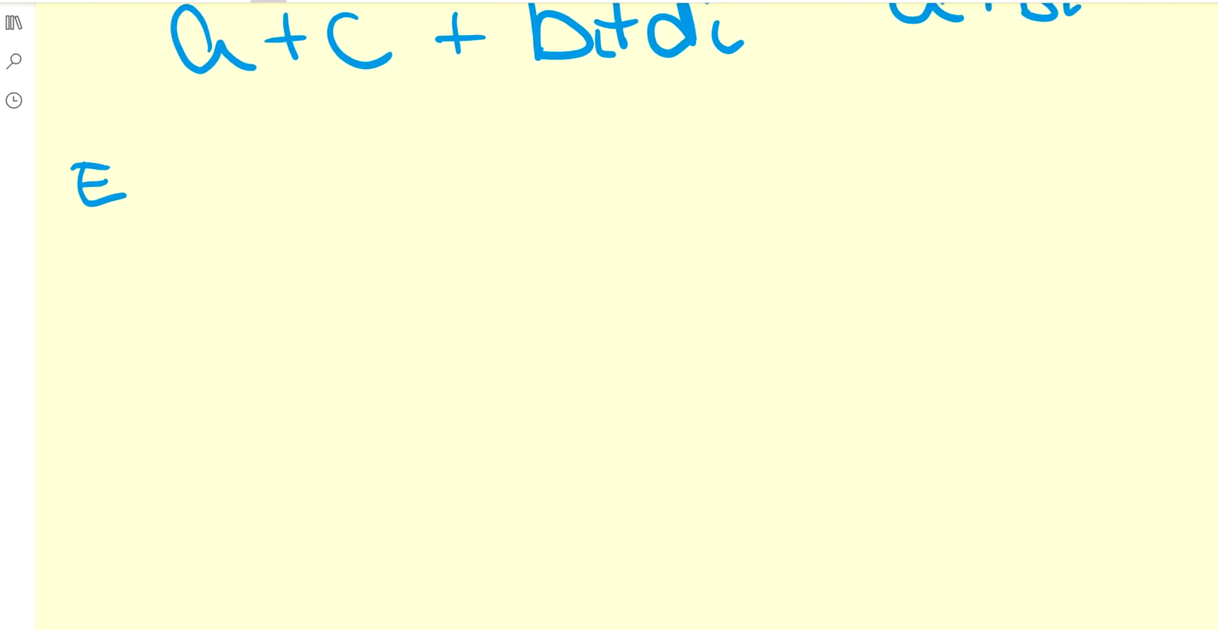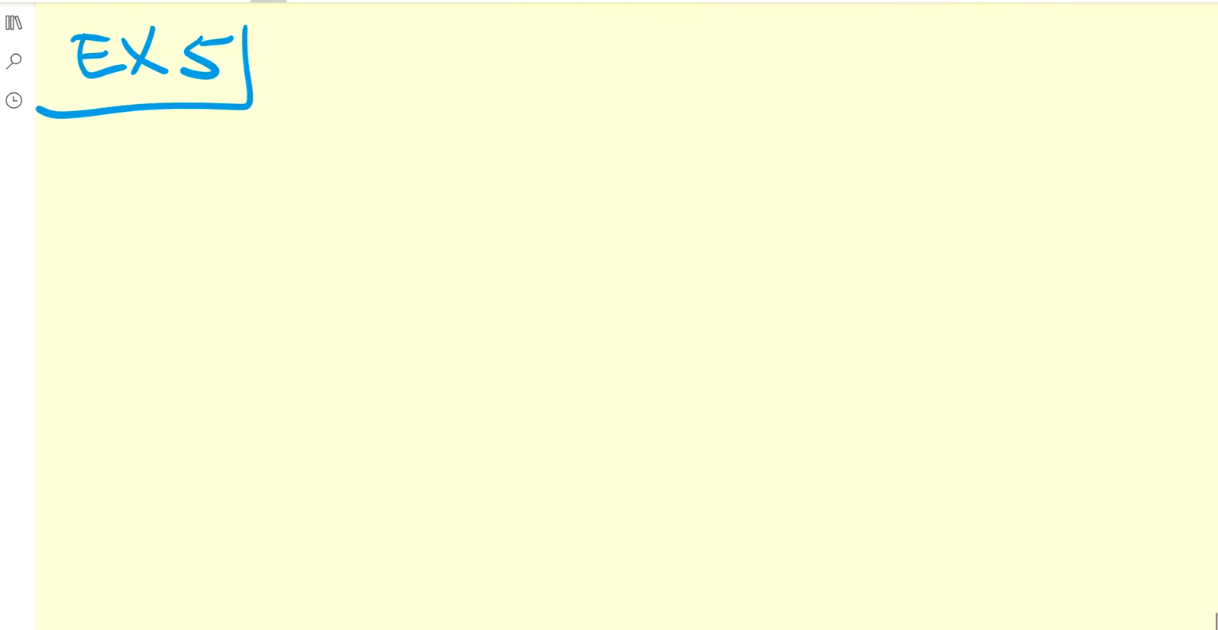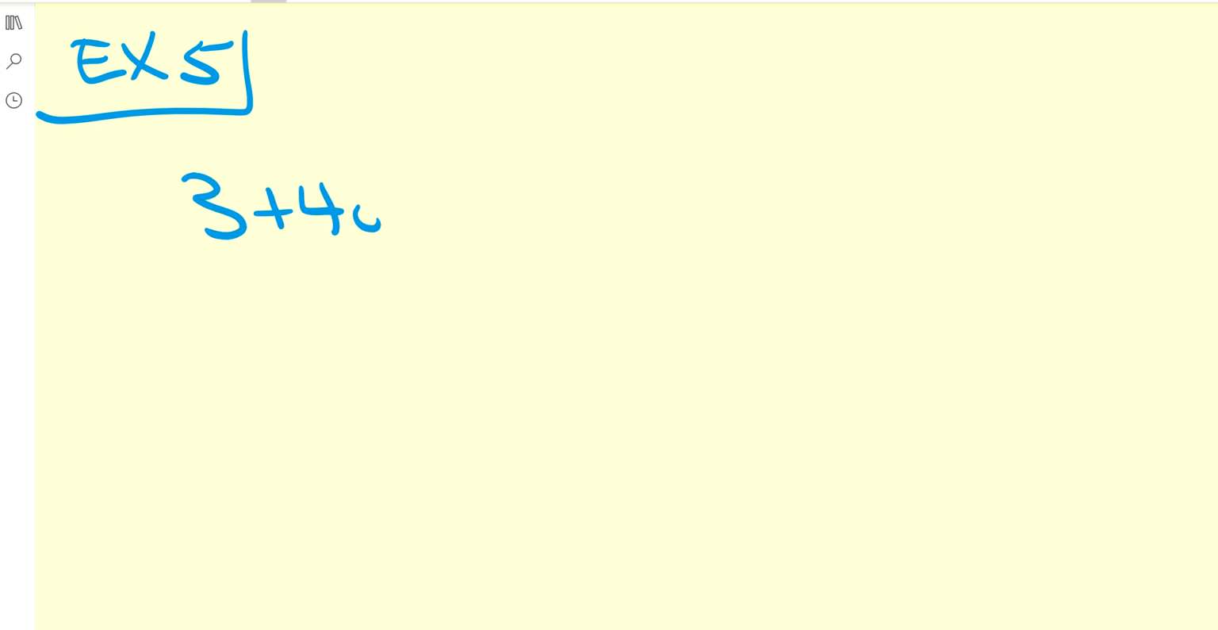I'll stick with the examples for no reason. All right, and what have I got here? I've got 3 plus 4i. Hope you don't mind my i's being almost a C. And then I'm going to add 7 minus 6i.